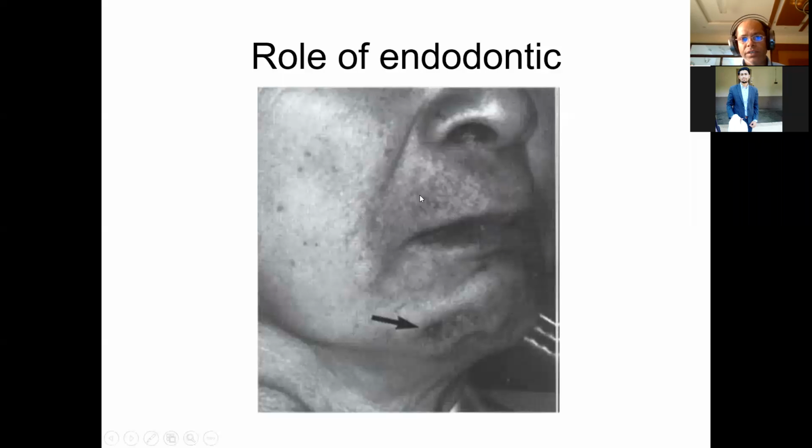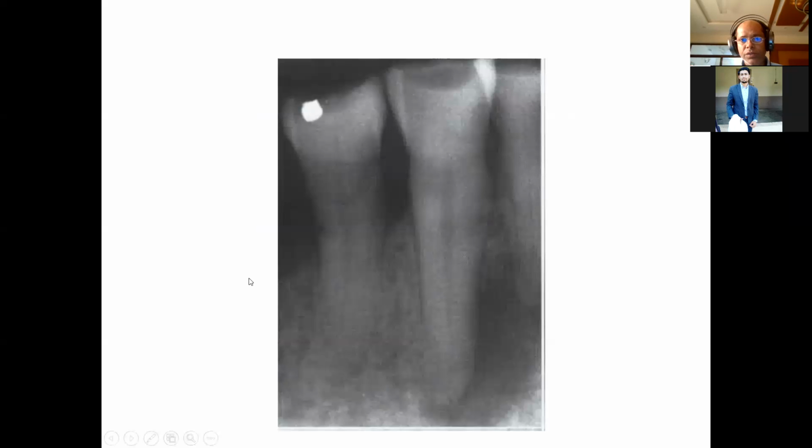Here again you can see some sinus involved, an extraoral sinus of this patient, and the draining sinus, pus is coming from this. So due to the periapical infection of this mandibular anterior tooth, it's a canine which is infected. Here you can see radiolucency involving the periapical area again, and the pulp is damaged.